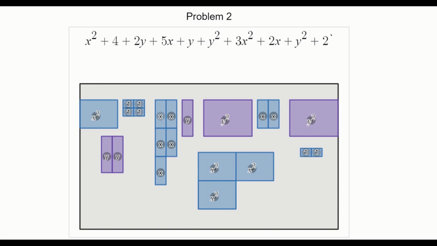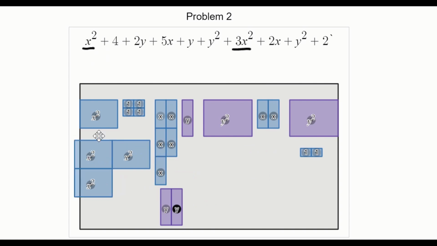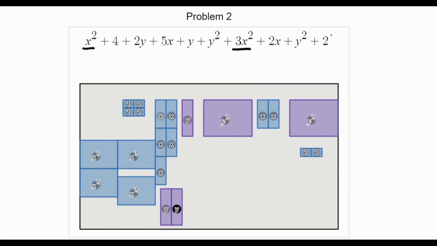Problem 2. Let's group like terms. We're going to start off with our x squareds. So which x squareds do we have? We have this x squared and we have 3x squared. So let's group those together. What's x squared plus 3x squared? Counting these up, we have 1, 2, 3, 4. So we have 4x squared.